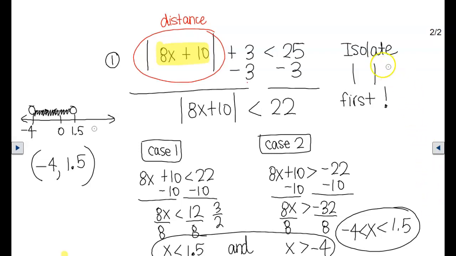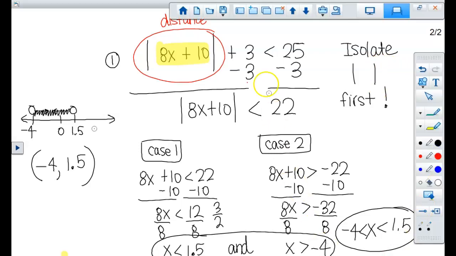So we're going to isolate the absolute value first, then split into the two cases like we always do, and solve.